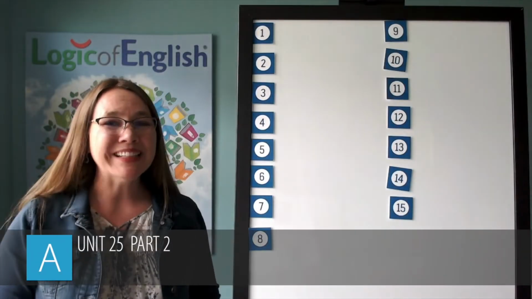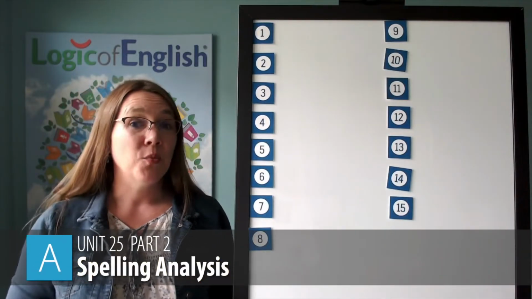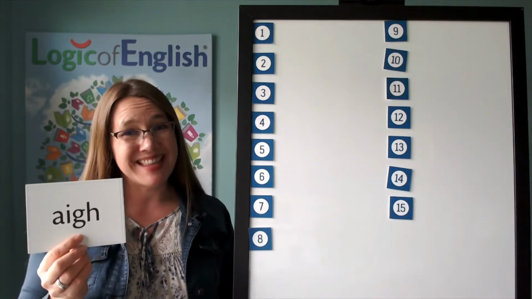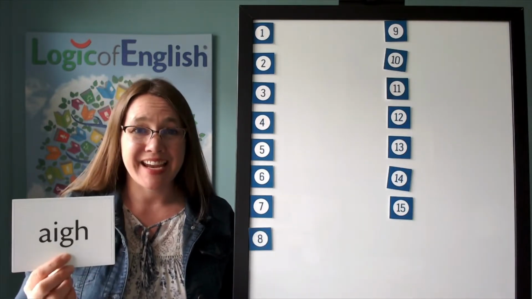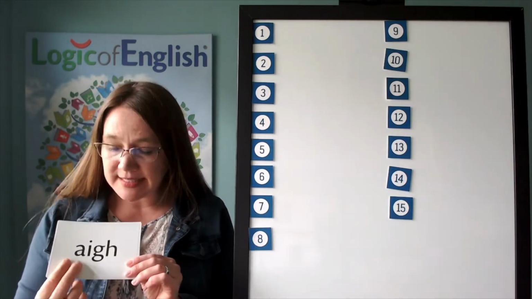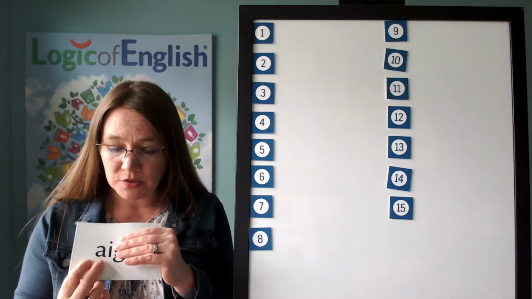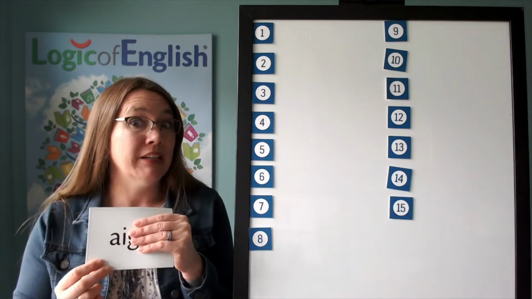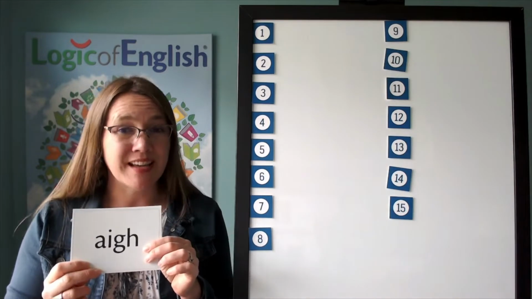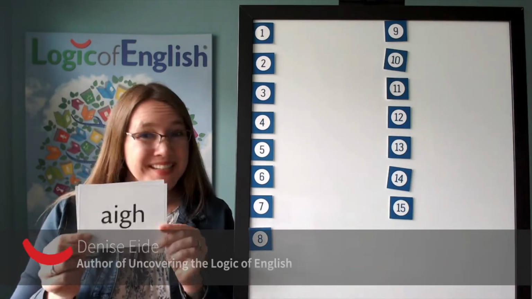It's time for spelling analysis, and today we get to use two advanced phonograms. The first one is this, and it says A. Let's say that together. A. Now notice this A is spelled with two-letter A that you may not use at the end of English words, followed by a GH, which is silent. So what does this say?